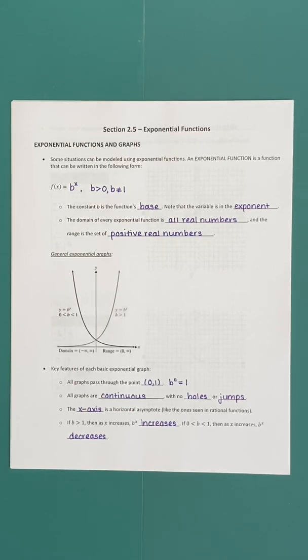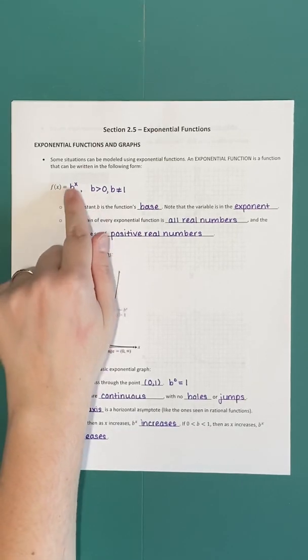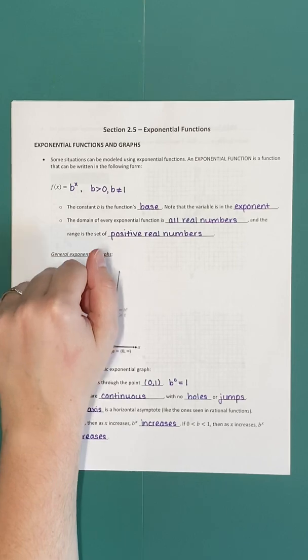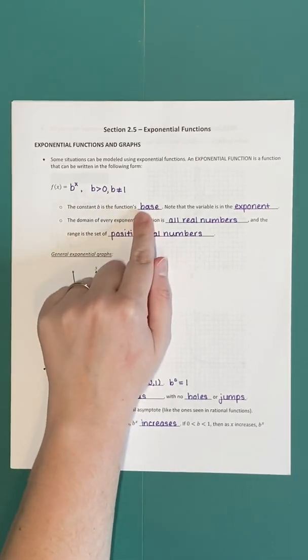That's going to divide us up into two separate categories for b. So it's greater than 0 and it's not 1. We're going to think of the situations where it's between 0 and 1 as being one particular case, and then the situations where b is greater than 1 as being a separate case. So the constant b, again, it looks like a variable right now, but in an actual function, that'll be a constant fixed number. That's what we call the function's base.